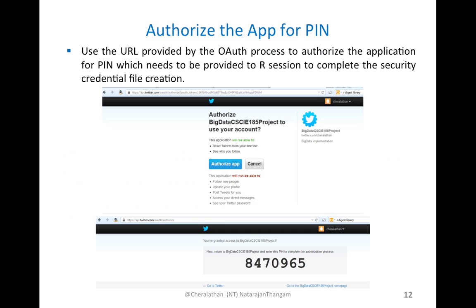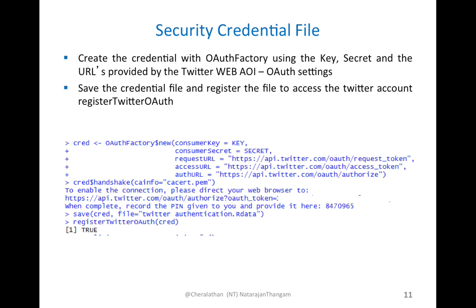So you access that URL, you authorize the app, and it throws you back a PIN number. You get that PIN number, you come back. When you create the handshake, it throws the URL back at you. It waits for your input, which is nothing but the PIN number. You plug in the PIN number, and then the handshake is complete.